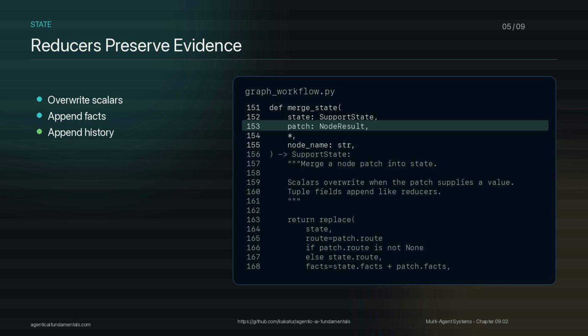That is why reducer design matters. Last writer wins is fine for some fields, but dangerous for evidence, warnings, citations, and execution history.